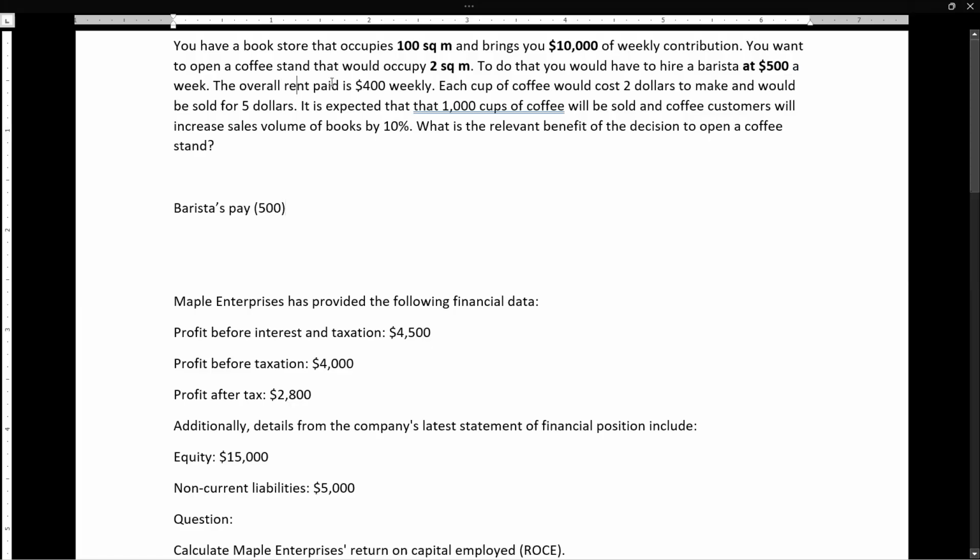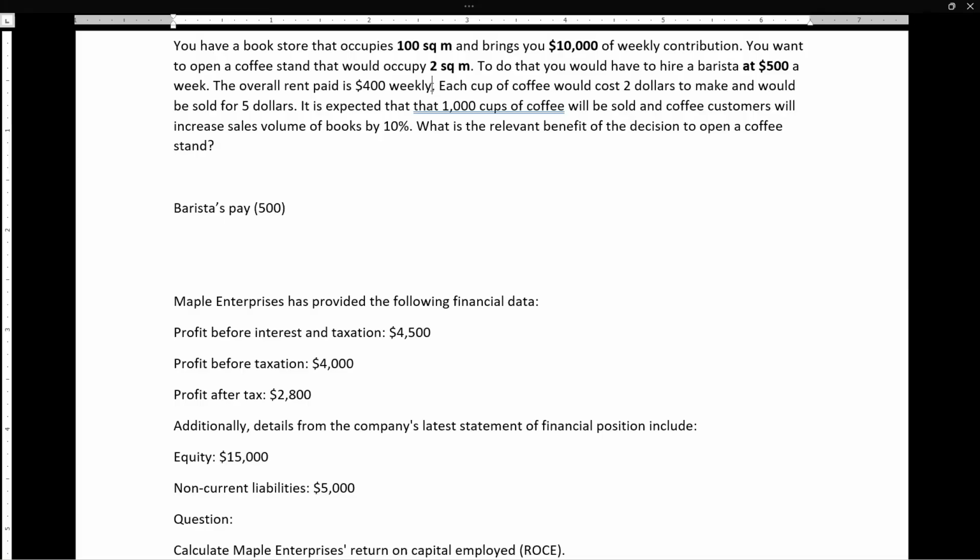The overall rent paid is 400 weekly. When we are talking about performance evaluation and evaluating the divisions, evaluating products, projects, then obviously we would take this 400 and we would split that. We would add 2 shares to the coffee stand and 98 of those to the bookstore because they occupy this square meters in this proportion.